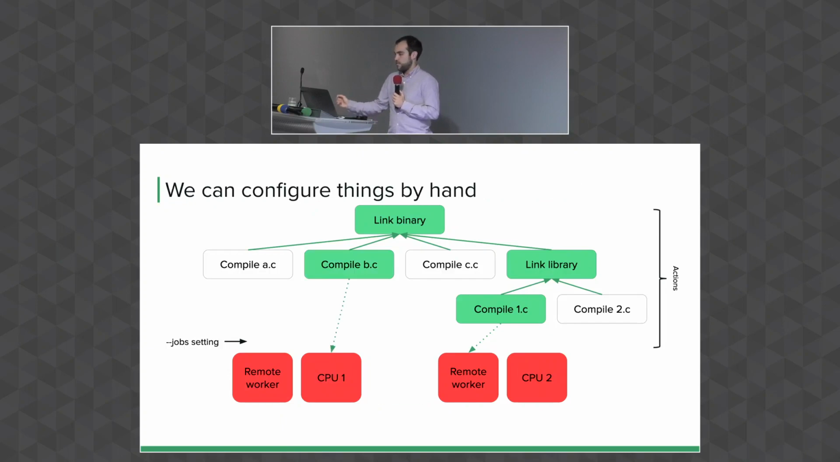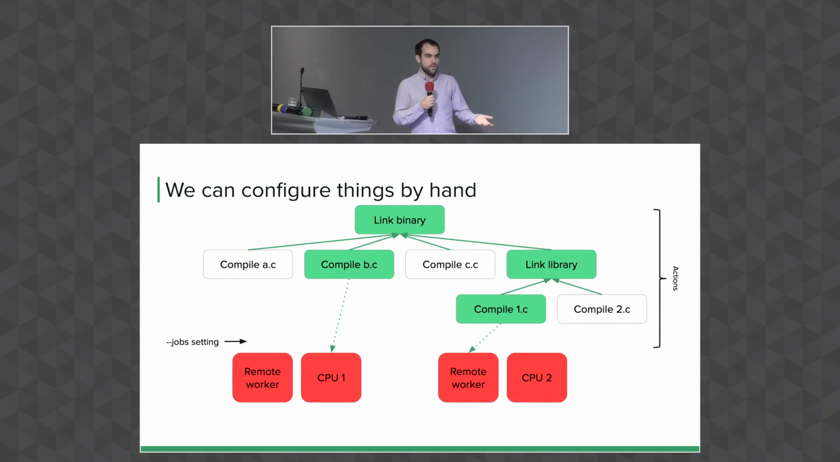So you could be even fancier, as George from Uber was explaining this morning, and say, well, I know that compiling 1.c works very well remotely, so for this specific action, I always want it to go to the remote worker. But for everything else, or maybe b.c, I know that's very costly to be sent remotely, maybe because it has too many inputs or something. So I want that to always happen locally. And you can use flags and say, well, Bazel, do it this way.